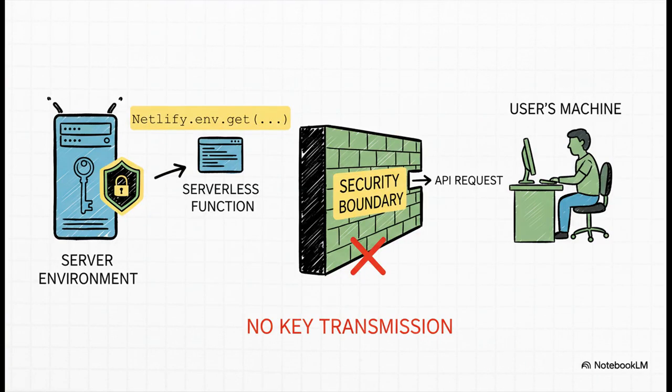Now this, right here, is the secret sauce. This is the heart of doing it right. The serverless function, which is just code running on a server and not in the user's browser, is where you access that API key. It's pulling it safely from the server's environment. And what that means is the key never, ever, ever gets sent to the user's computer.